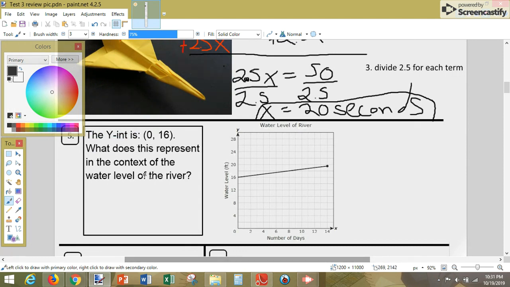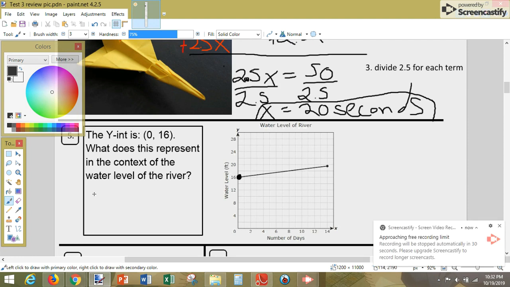Number 5. So we have the water level of a river, where we have the number of days and the water level. The y-intercept is 0, 16. What does this represent in the context of the water level of the river? So here's your y-intercept right here. That is representing the initial water level at day 0.